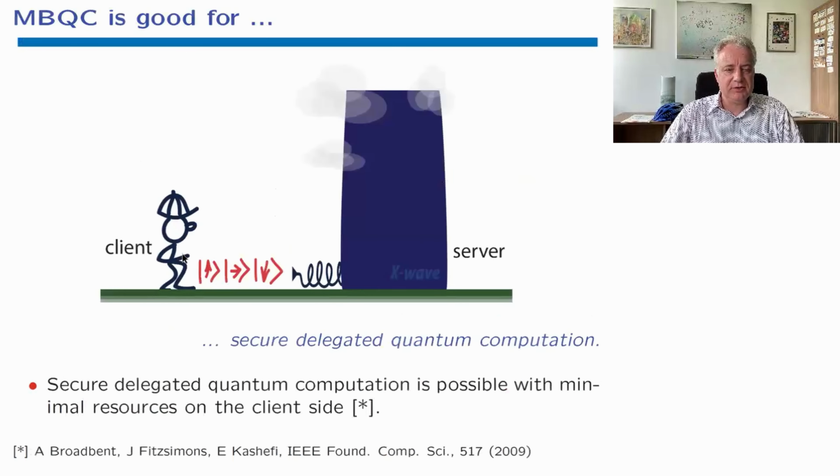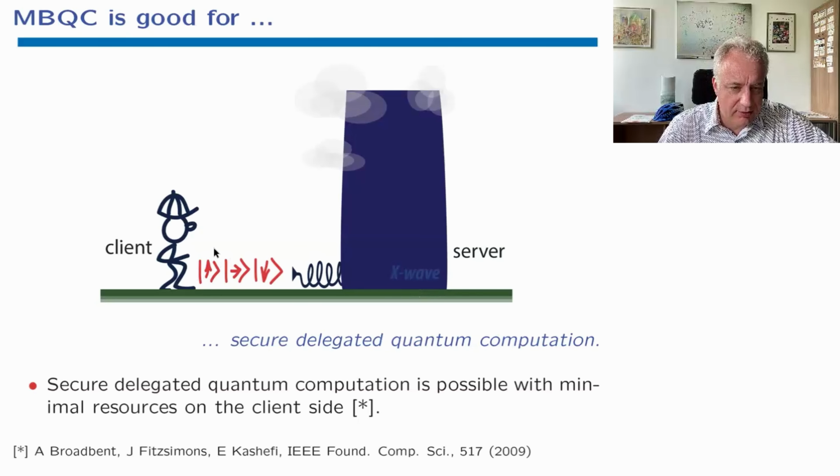Another thing that measurement-based quantum computation is good for is secure delegated quantum computation. Let's assume this is you and your modem. You have a very limited quantum device. Your modem can create one-qubit states, one at a time, unentangled, and then you talk to a server. This server is all powerful, can do all quantum computations, fully universal, fully fault tolerant, but not particularly trustworthy.